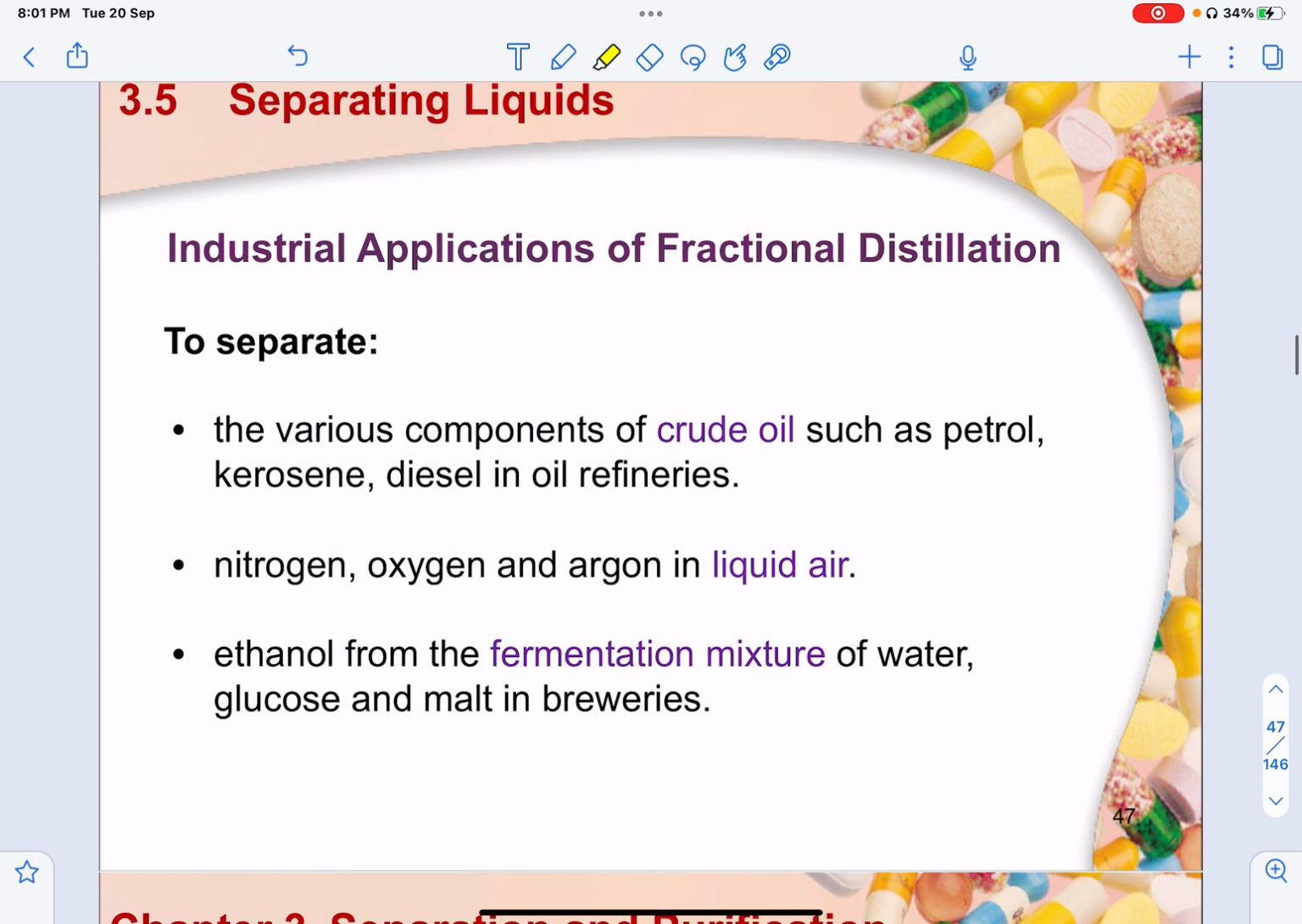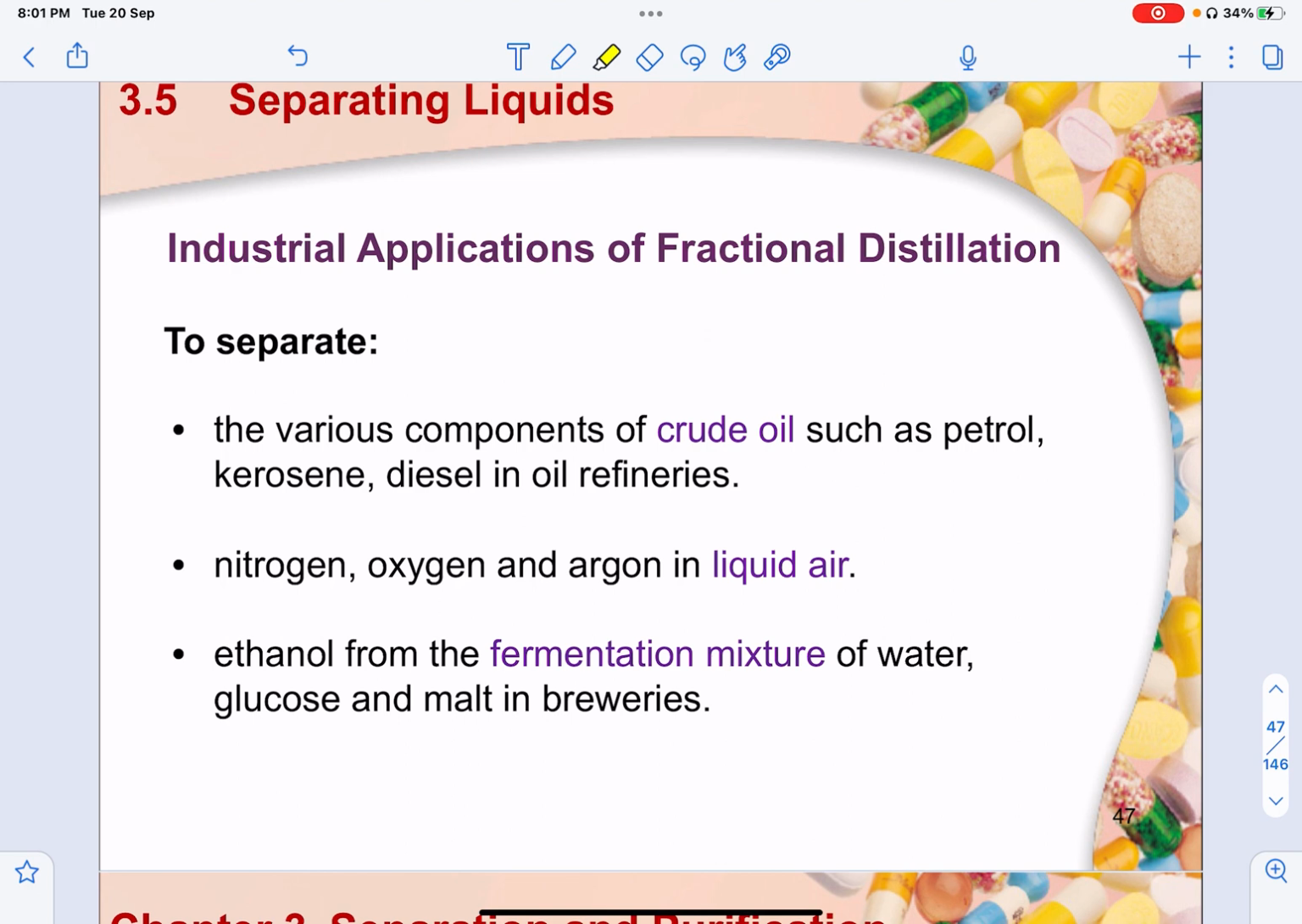Some industrial applications of fractionating column. First is to separate crude oil, because when we actually mine the oil in its raw form, it has many different purposes. So rather than waste it away, we actually try to separate it into its different components so that it can be used better for its respective use.